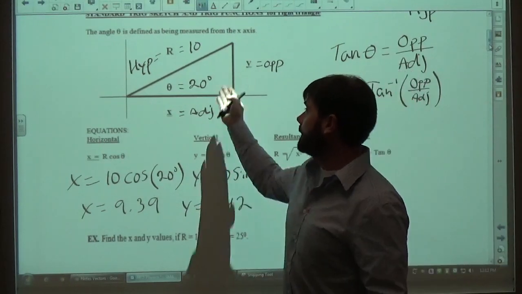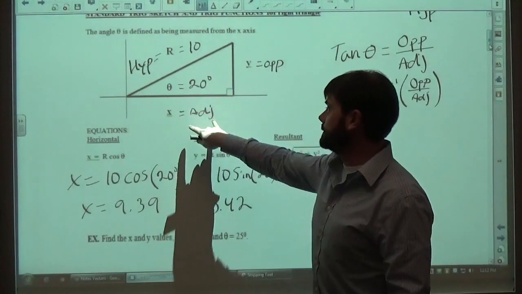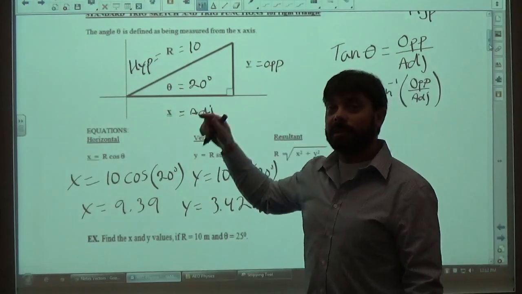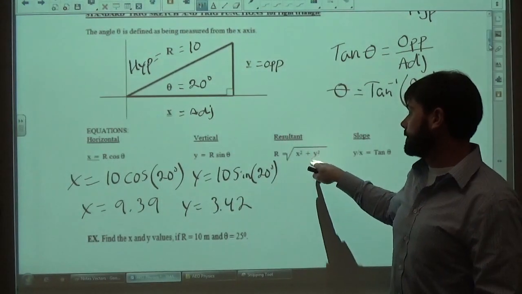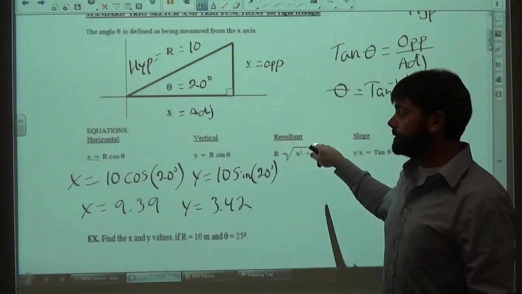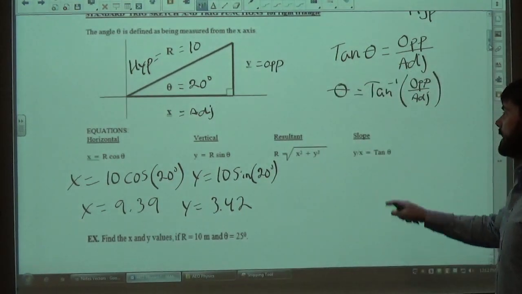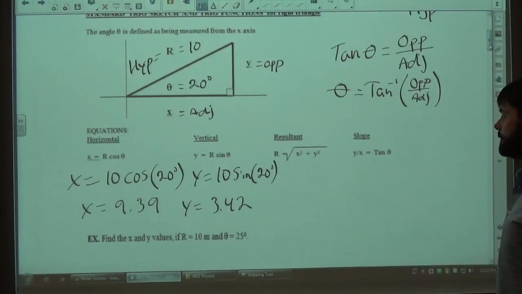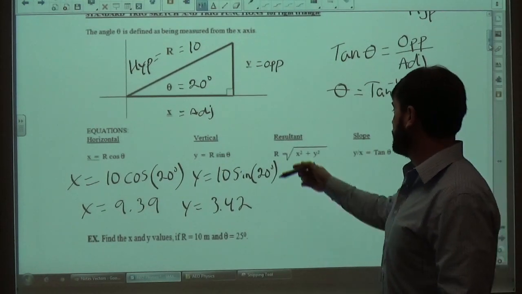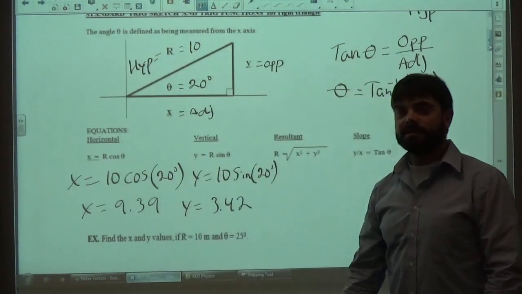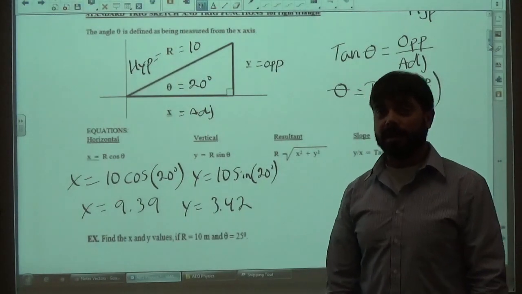So if I did not know what this was, if this was 7 and this was 3, we would have to square 7 and square 3. Once we get the sum of those, we'll square root it, and that would tell us the length of our hypotenuse. And then, to try to find slope, which is your rise over your run, or your y over your x, you in essence can just take the tangent of whatever that angle is.